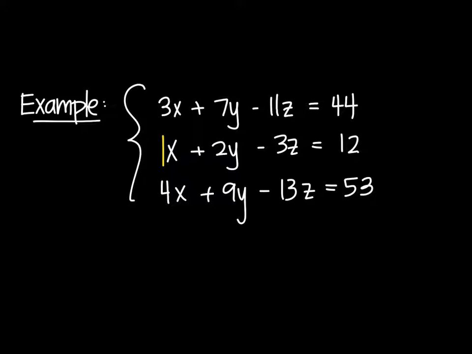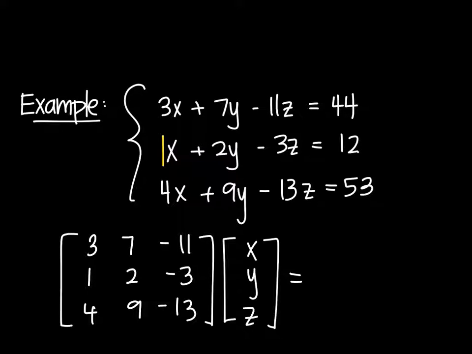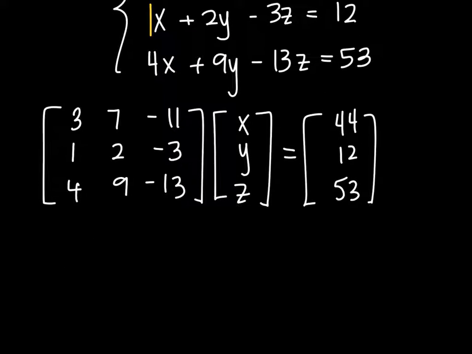All right, I'm going to go back to what it really was. Okay. All right, now we're ready to make our 3 by 3 matrix. And so our numbers across the top will be 3, 7, negative 11, followed by 1, 2, negative 3, followed by 4, 9, negative 13. The variables would be an x, y, z variable matrix, so 3 of them in a row, and the constant matrix would be 44, 12, and 53. So now you're going to put that matrix in, change the size in your calculator to be a 3 by 3, and do the exact same A inverse times B.